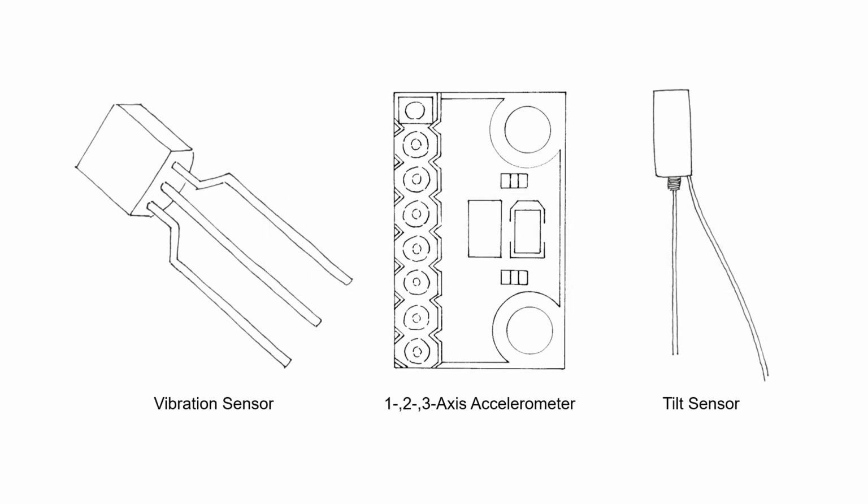Vibration sensors usually measure the amount of vibration through a single or 2 plates. Accelerometers measure the rate of acceleration in 1, 2, or 3 dimensions, and this information can be used to calculate rate of rotation, velocity, and orientation. The tilt sensor provides the degree of rotation relative to gravity.